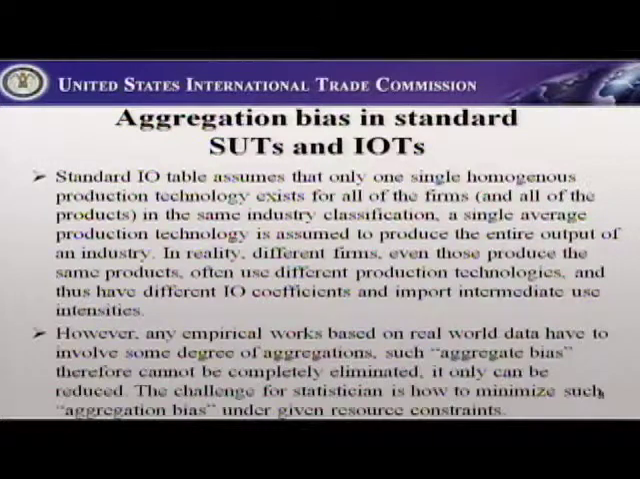So what a statistician can do is try to identify the most important heterogeneities contributing to the aggregate bias within limited resources, because we have budget constraints, staff constraints, and time constraints. We cannot do 5,000 products, like trade data. That is infeasible.